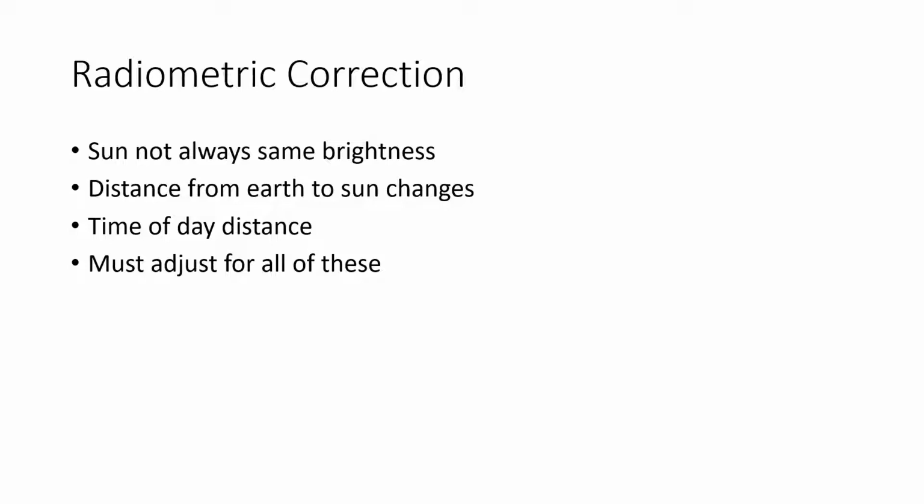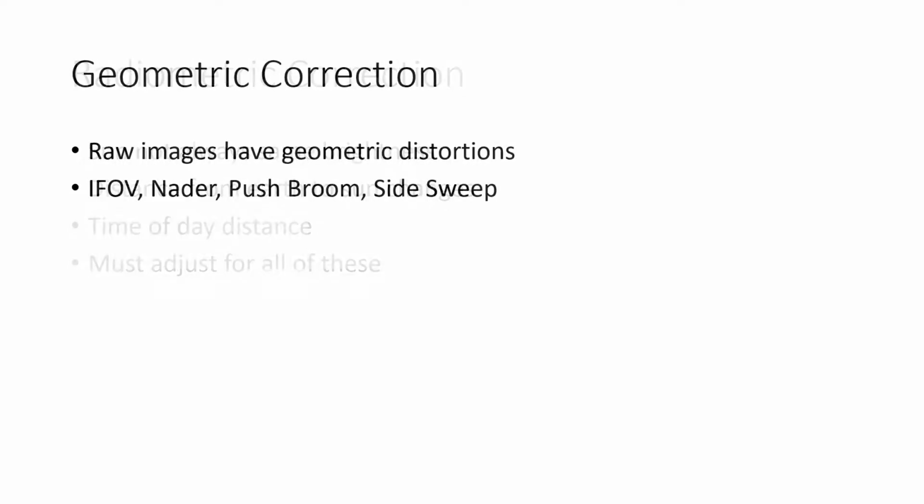Radiometrically, what are they? Well, the sun's not always the same brightness or the same distance from the Earth at different times of the day. When satellites pass over, we have to take into consideration whether those changes will impact our analysis or the location that we're analyzing, and then decide whether or not we need to address those. Geometric correction. A lot of raw images have geometric distortions, so you need to be cognizant of things like the instantaneous field of view, where nadir is, whether you're looking at data from a push broom or a side sweep, and use this to your advantage when you're repositioning things.